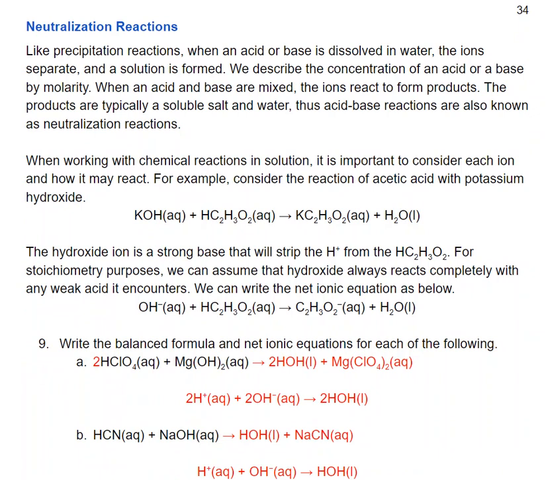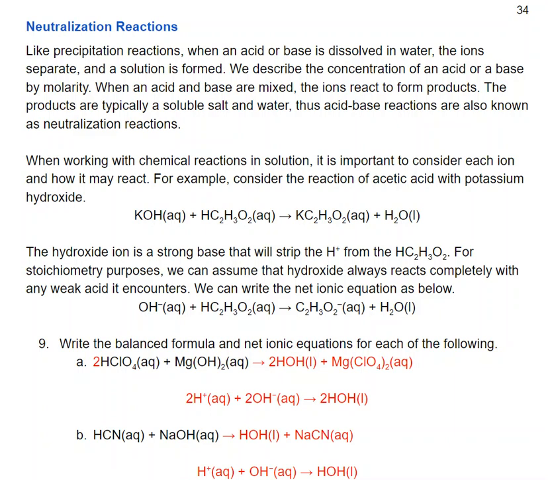So here we have KOH reacting with acetic acid. So we have a strong base and a weak acid. So the hydroxide ion is strong enough of a base that it's going to strip away the H plus from the acetic acid. So for stoichiometry purposes, we can assume that this is going to go to completion. There's no equilibrium here because there's a strong acid or base present that will react with the weak acid or base that's present.